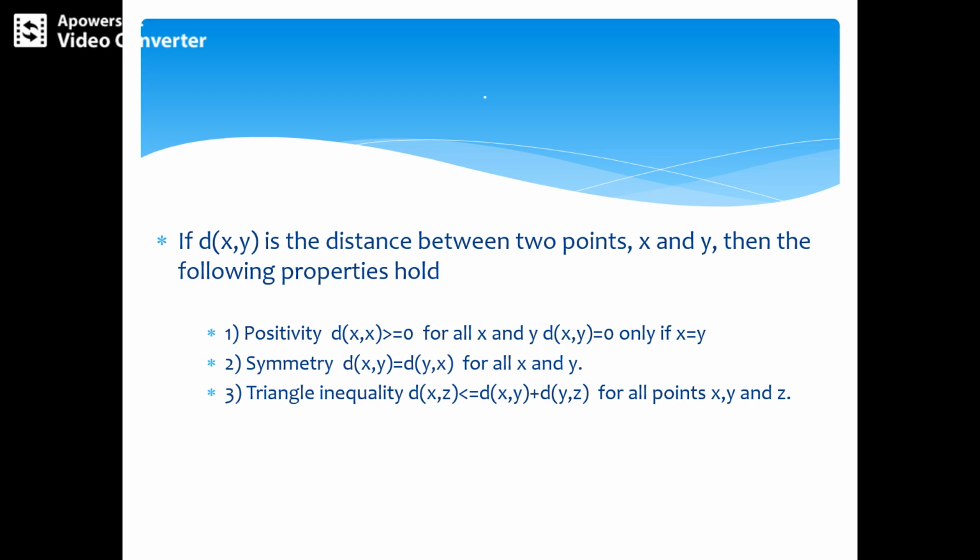Then the second one is symmetry: distance of x comma y equals distance of y comma x for all x and y. The third one is the triangle inequality: distance of x comma z is less than or equal to distance of x comma y plus distance of y comma z for all points x, y, z. Measures that satisfy all three properties are known as a metric.